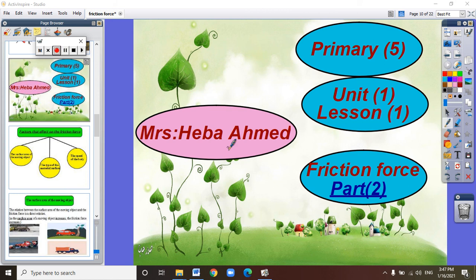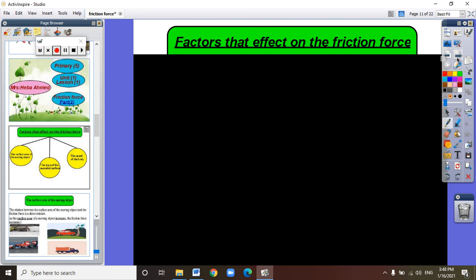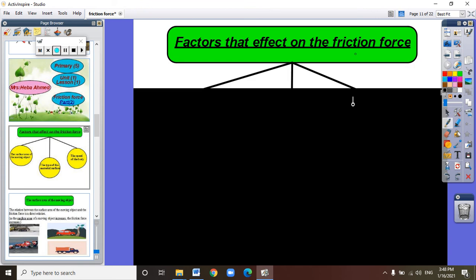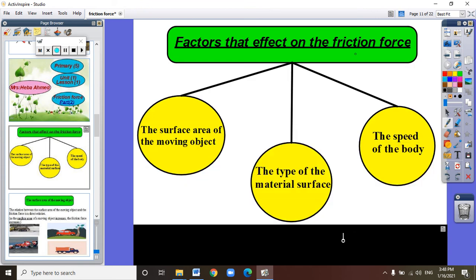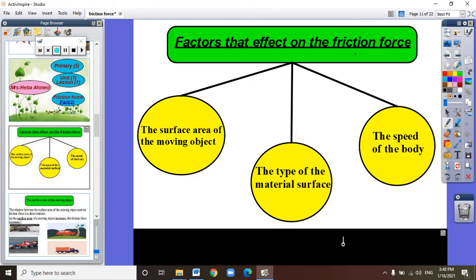Today we will complete our lesson from Unit 1, Lesson 1, Friction Force. We will take today Part 2 and finish the lesson. Okay, in the last session we took the definition of the friction force. Do you remember? Very good. It's the force between two surfaces touching each other and it acts in the opposite direction of the movement.